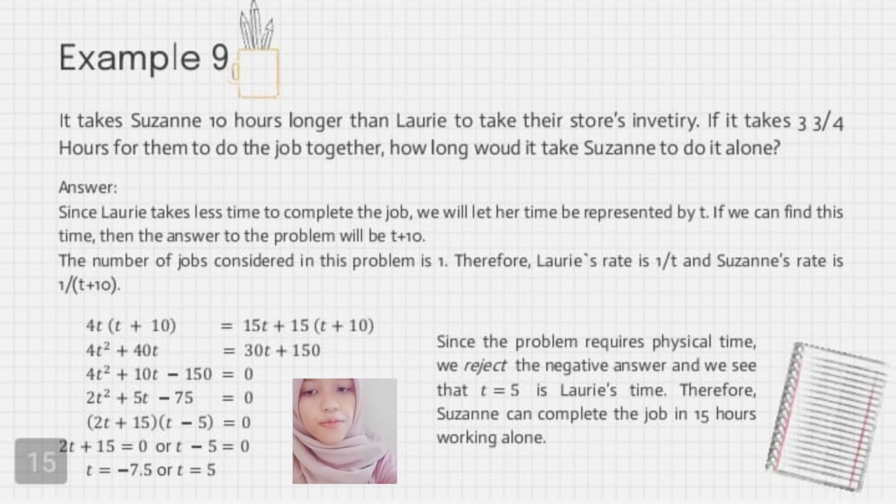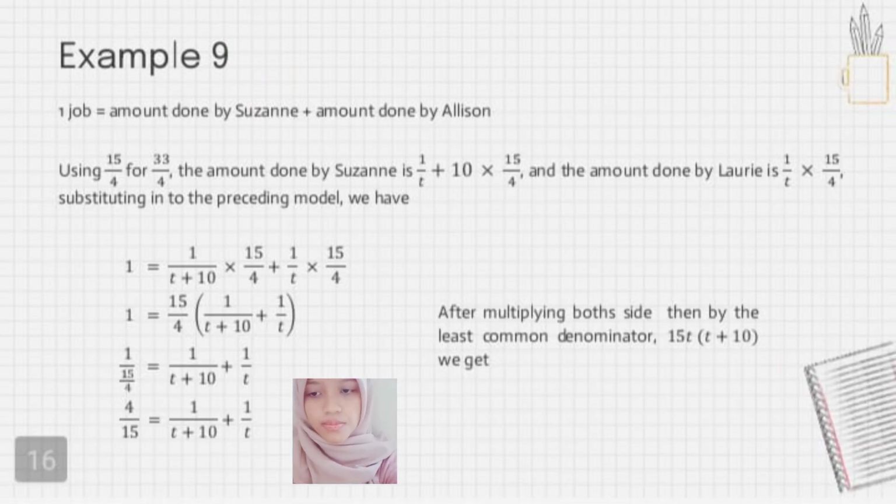is the lowest time. Therefore, Susan can complete the job in 15 hours working alone. And one job equals the amount done by Susan plus the amount done by Lowry. Using the 15 per 4 from before, the amount done by Susan is 1 per t plus 10 times 15 per 4, and the amount done by Lowry is 1 per t times 15 per 4.